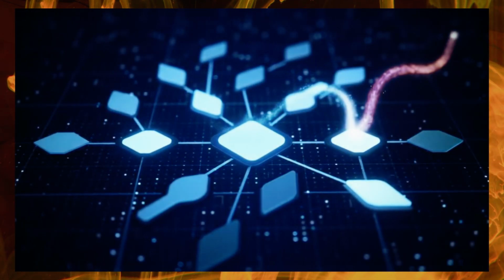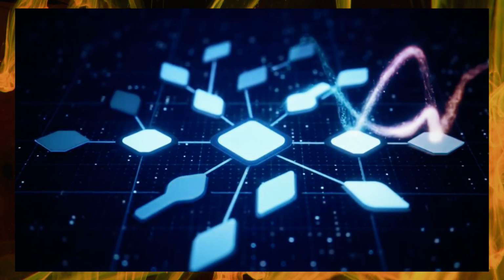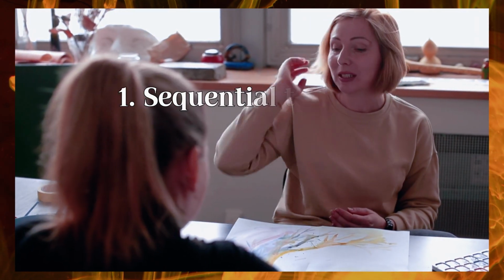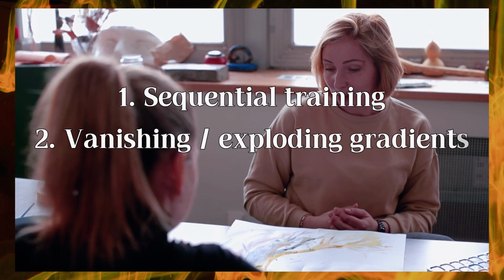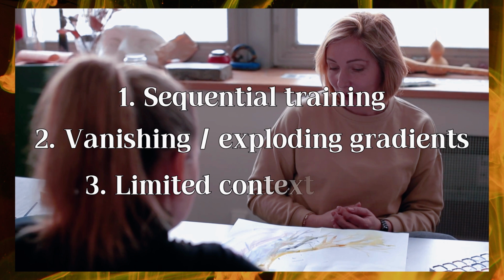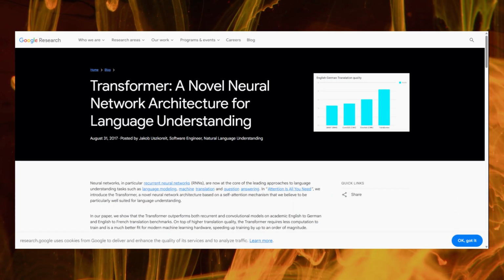Recurrent networks read sequences one time step at a time, and pass around a hidden state as a carrier of memory. This makes them good at language and speech, but presents 3 classic problems. 1. Sequential training. 2. Vanishing and exploding gradients. 3. Limited context window.